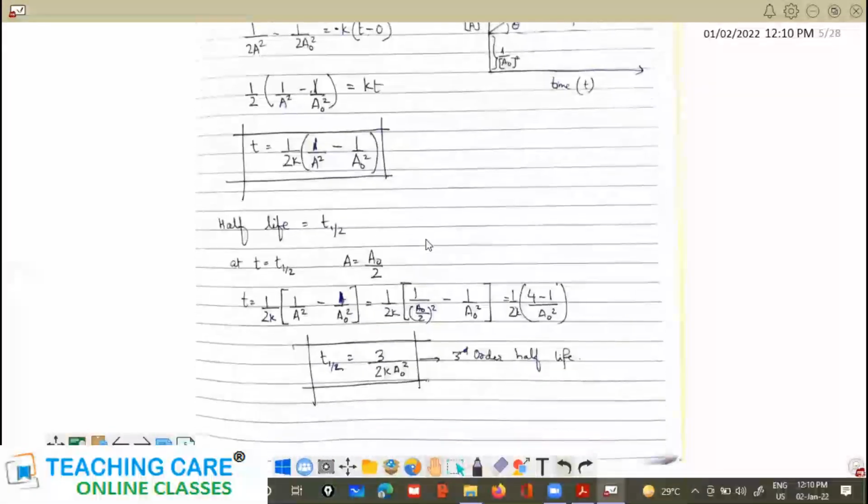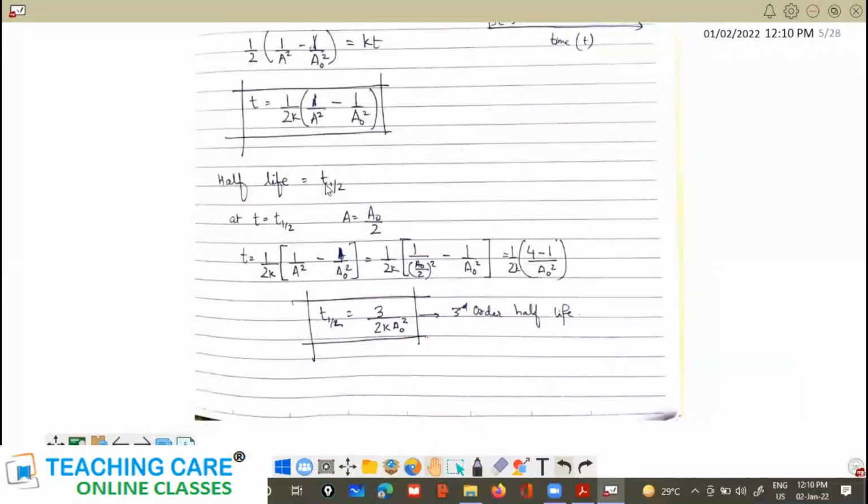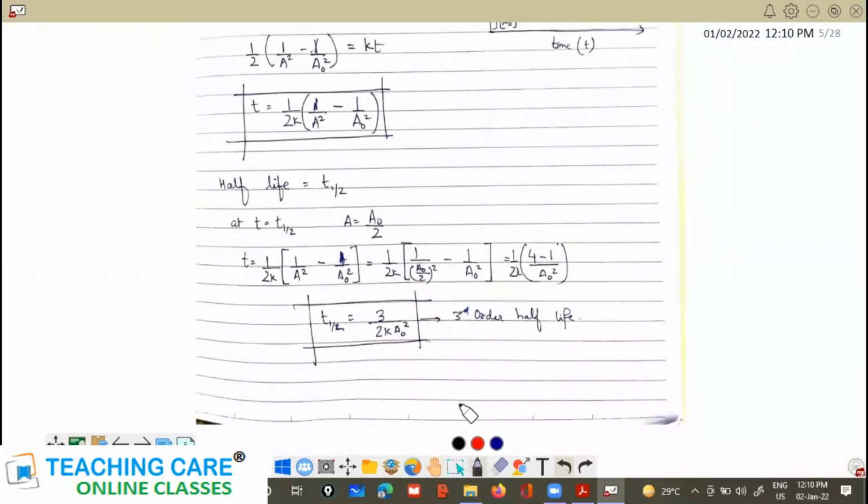Moving further to half-life. Half-life will be T half, that will be A will become A naught by 2. So putting the values, if you can see the calculations, T half is equal to 3 upon 2k A naught square. This will be the half-life for the third order reaction. Just go through the calculation and ask me if you have any doubt.